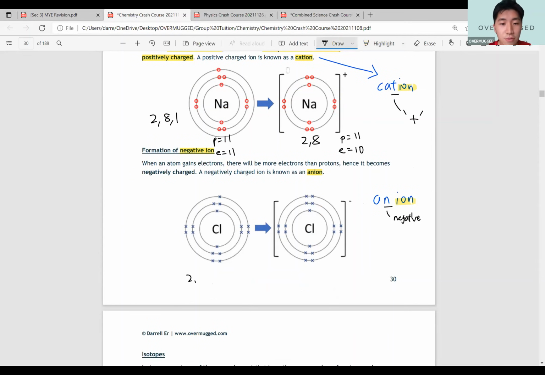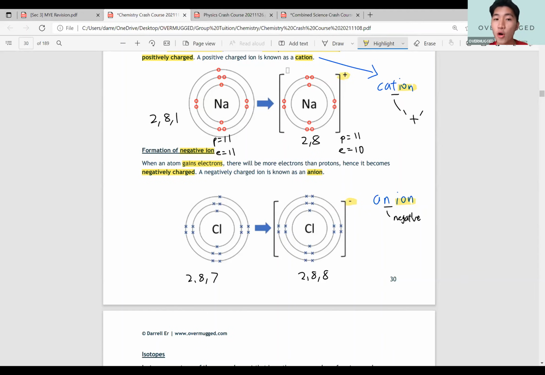it's 2, 8, 7. It's like, wow, a little bit annoying, right? It's like, wow, almost 8, but it's 2, 8, 7. So what does it do? It will choose to gain an electron to become 2, 8, 8. If I gain an electron, I will become negatively charged, right? Because electrons are negatively charged, which is why you see the charges here. Okay, so this is what we call formation of your cation and anion.